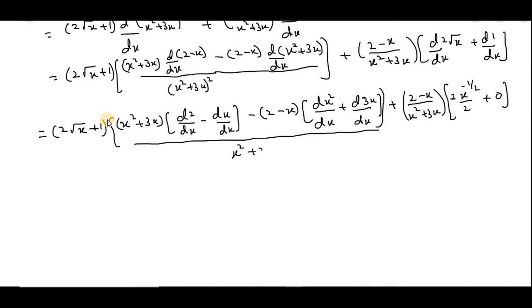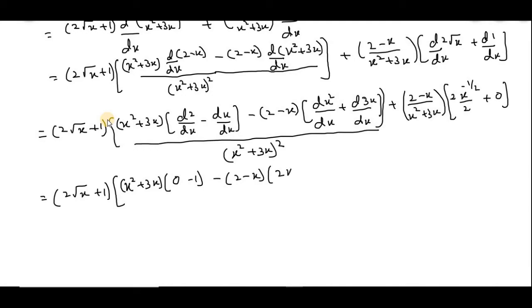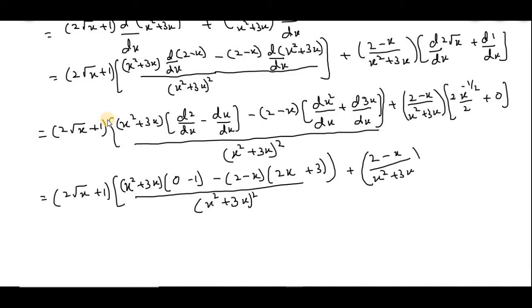and up to this part we have applied the division rule, so square of the second function, 2 under root x plus 1, x square plus 3x, this is 0 minus 1, minus 2 minus x, 2x plus 3, whole divided by x square plus 3x whole square, plus 2 minus x over x square plus 3x, and 1 over under root x, because this 2 and this 2 is cancelled.